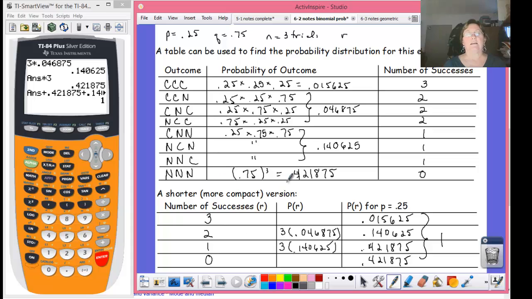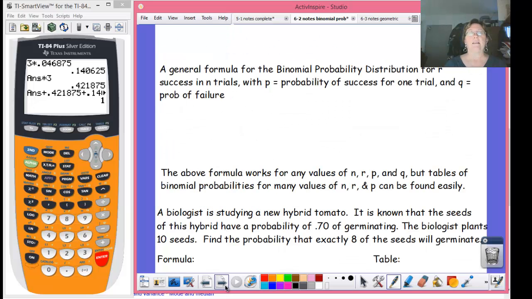Let's see if we can come up with a formula that will help us find binomial probabilities without having to create a distribution each time, because you can see that that might be a little bit time consuming. In fact, there is a general formula for binomial probabilities for R successes in N trials, where P is the probability of success of 1 trial and Q is the probability of a failure in 1 trial. That formula goes this way: the probability of getting R successes in N trials, and I won't always write all of that in there. You'll see that I use some shorthand, but that's what this formula will give us.